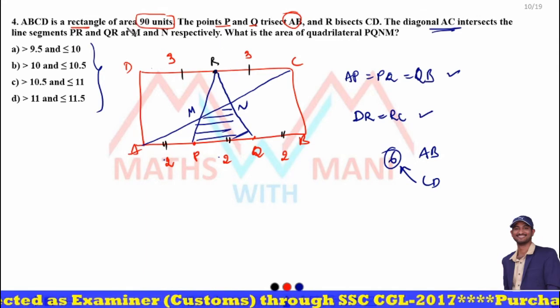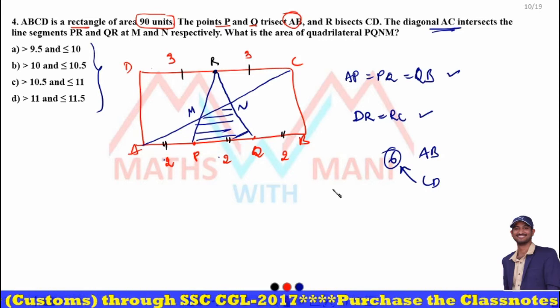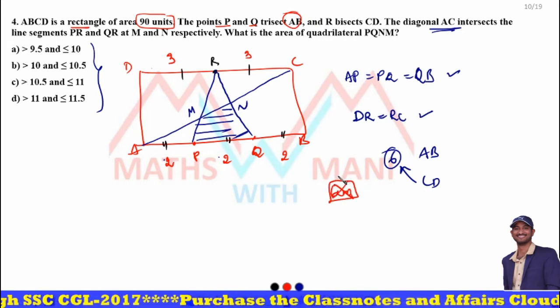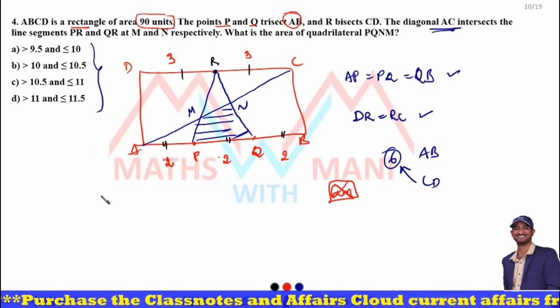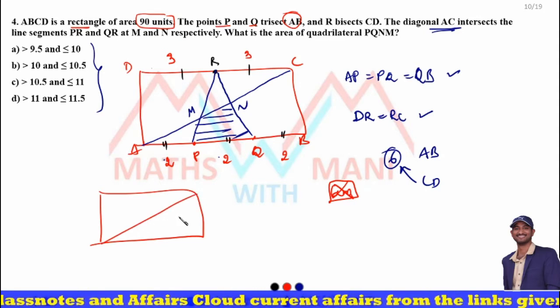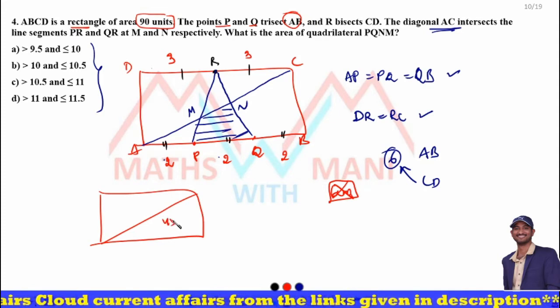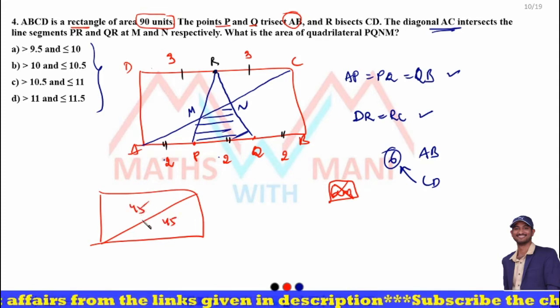Next. Here one thing was given: the area of the rectangle is given. Here please remember, AB and CD are not 6 centimeters, it is 6 parts. Six parts, not 6 centimeters. Now, the rectangle's diagonal divides the rectangle into 2 equal parts. Yes or no? So definitely if the total is 90, then it is 45 and 45. You know that.